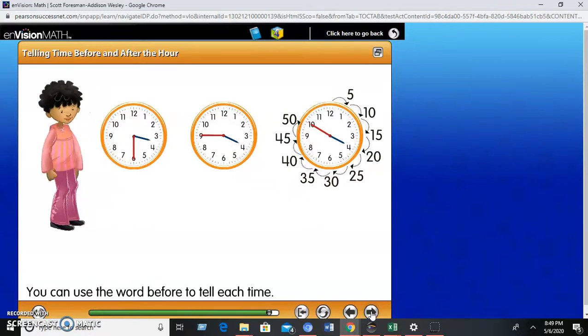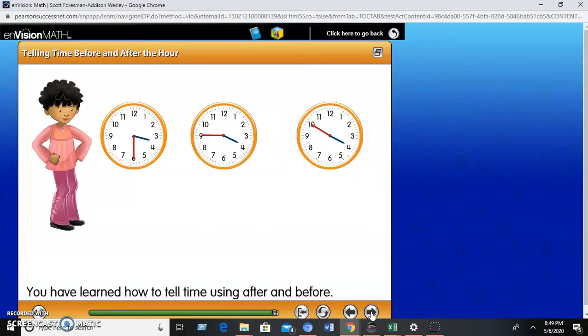You can use the word before to tell time. You have learned how to tell time using after and before.